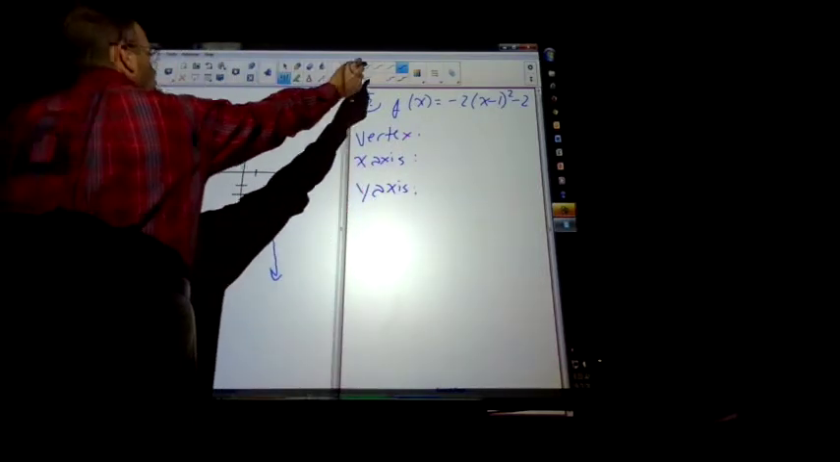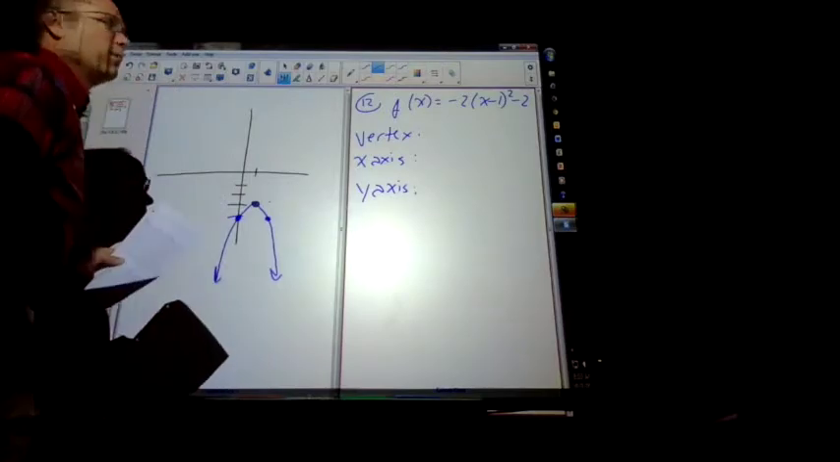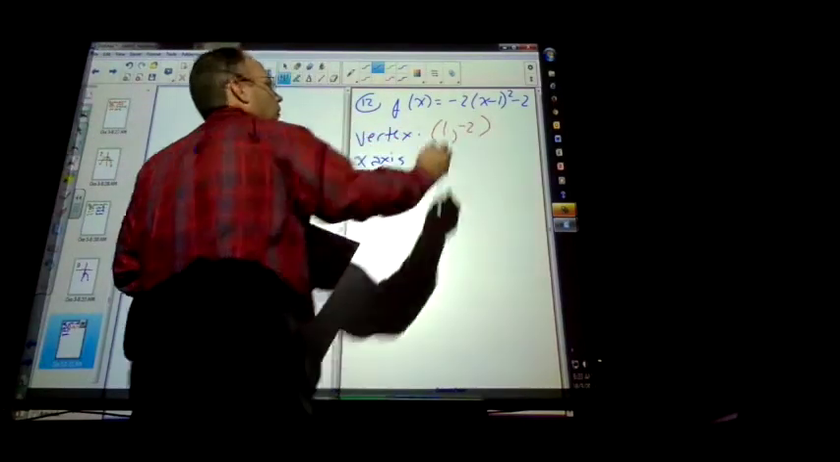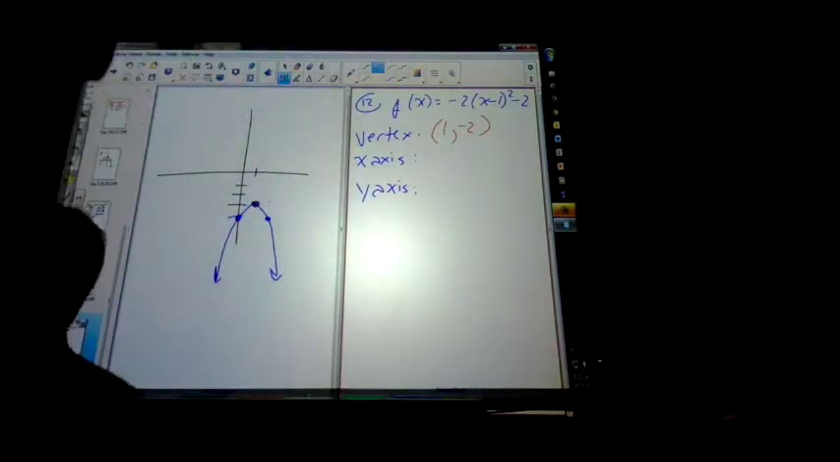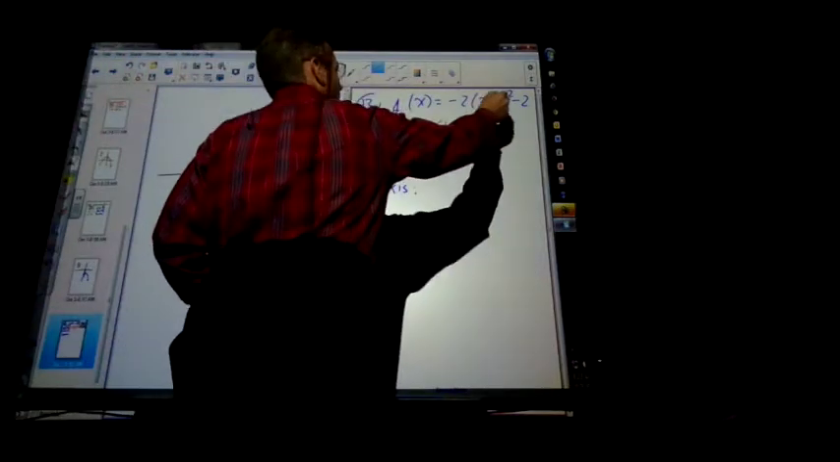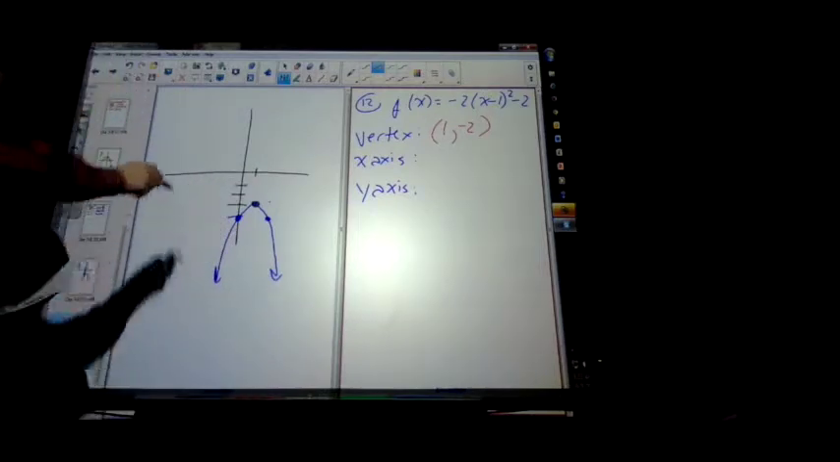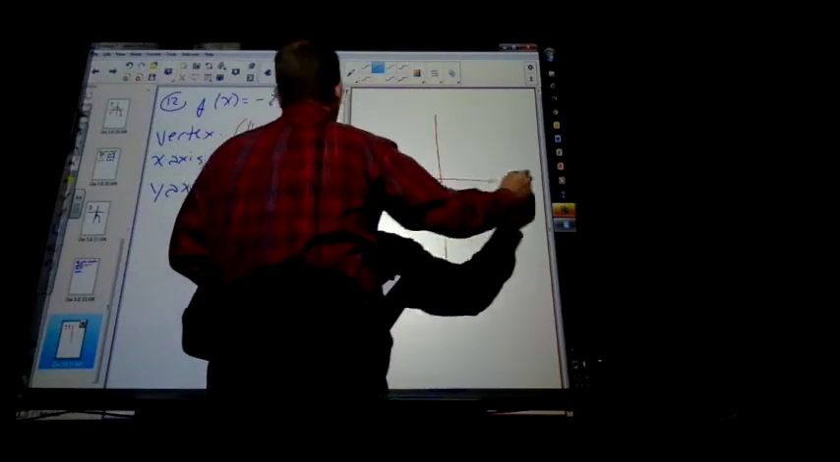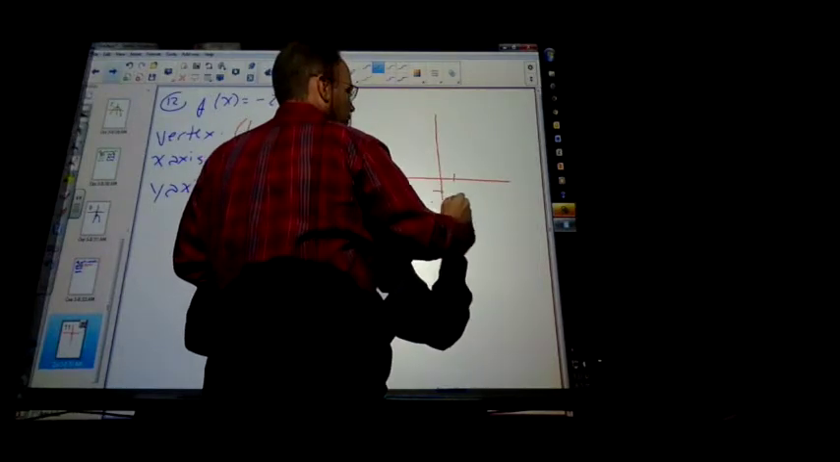Vertex is what? (1, -2). Does the negative out front affect inside? No. Is that clear now? This negative outside does not affect what's happening inside. So (1, -2). Let's graph it. So 1 and then -2.